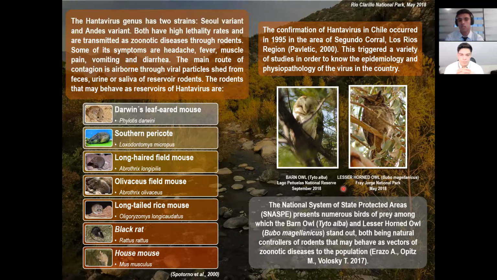I will also tell you about the SNASPE, the protected areas. In them, you can find different species of raptor where these two stand out, the barn owl in the left photo and the lesser horned owl in the right. Both are natural controllers of the rodents that transmit the hantavirus to the human population, as a research made by us in the year 2017 showed.